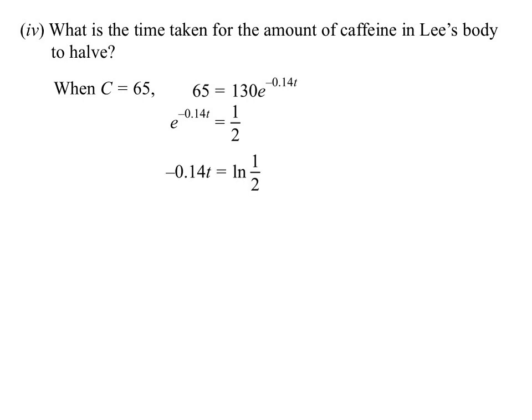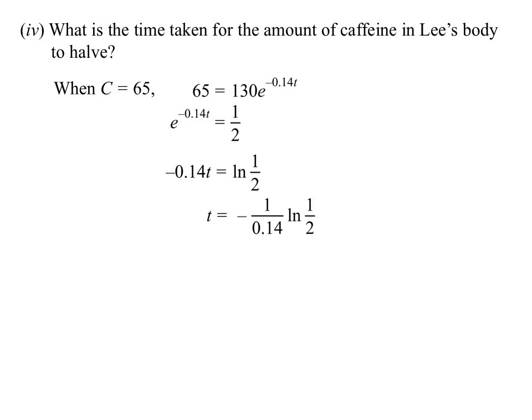Now, you might recognize the form of this solution. It's the same form as, say, when you're finding the half-life of radioactive material. Because essentially that's what we're doing here. We're saying, when is there half the amount of caffeine? It's like the half-life of the caffeine.